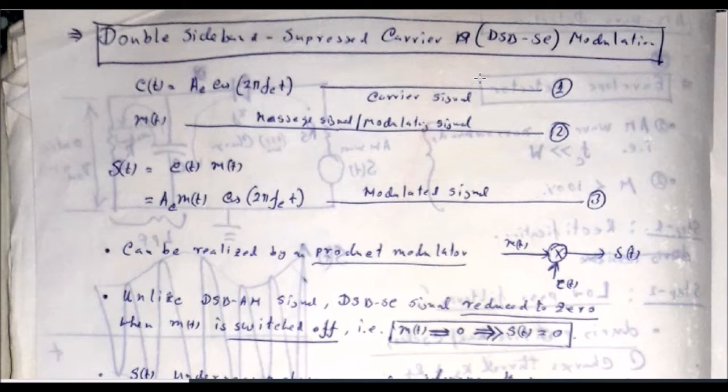Now generally the upper sideband and lower sideband carry the information, and the unmodulated carrier term, or the unchanged carrier term, does not carry any information. It is just a wastage of power. In order to increase the transmission efficiency, we have to reject or suppress this particular term. That's why this method is called suppressed carrier.